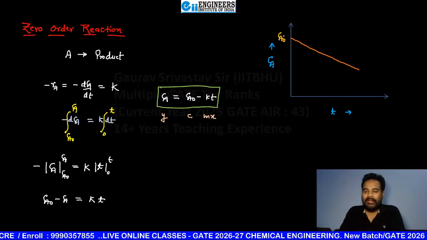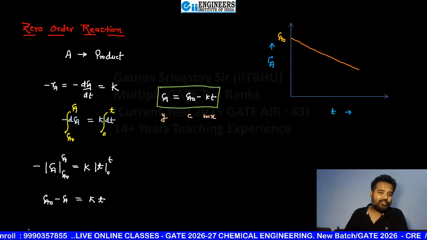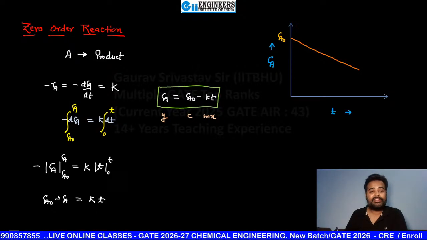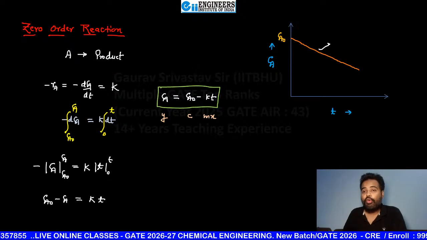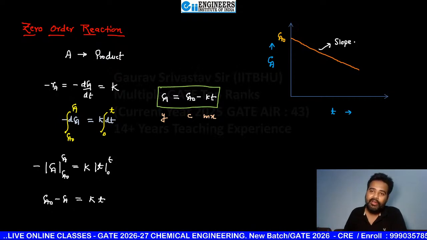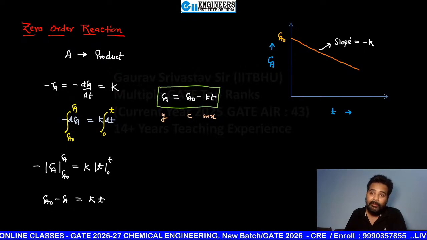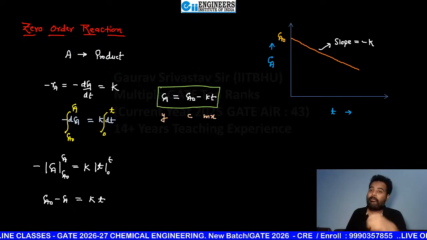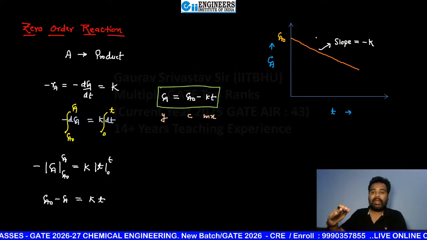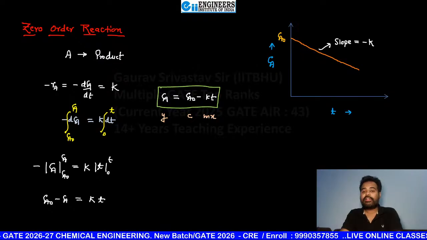Okay, so slope. Very good. It must be a straight line with a slope of minus k. See, it's minus k. The slope is minus k, in a decreasing manner. Is it crystal clear to all of you? Is it clear to all the students?